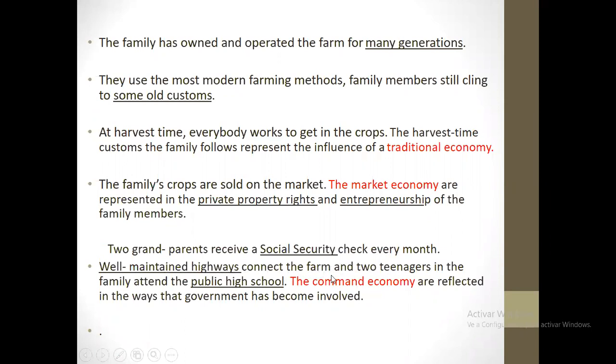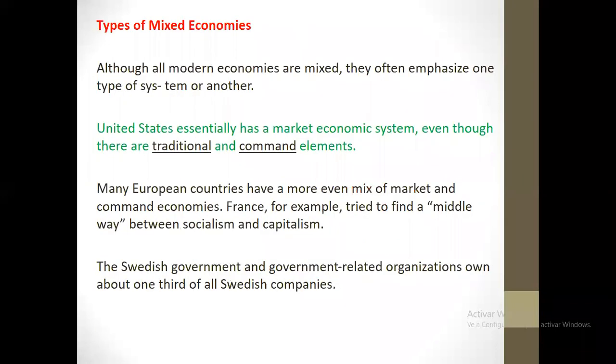And also, who takes care of the school, public school? Also the government. And that is a part of the command economy. As you see over here in the United States, sometimes the three elements of the different types of economic systems are involved, okay? Now, types of mixed economy, tipo de economía mixta.